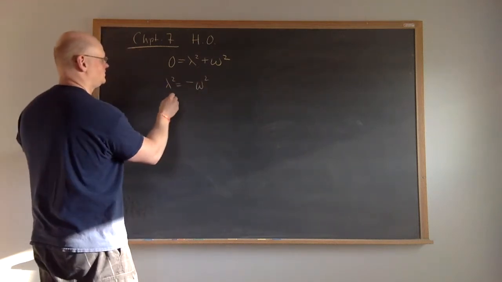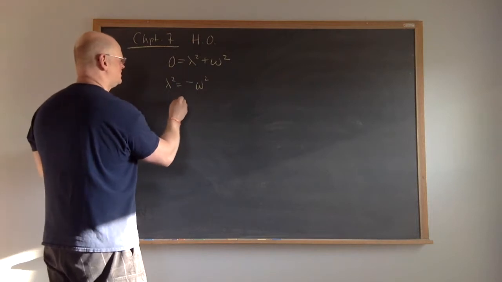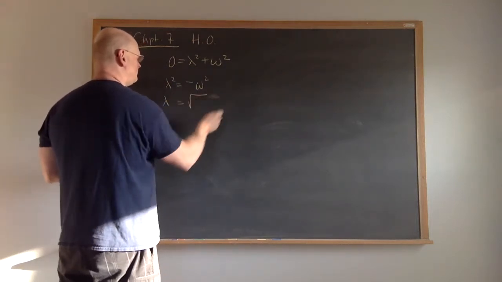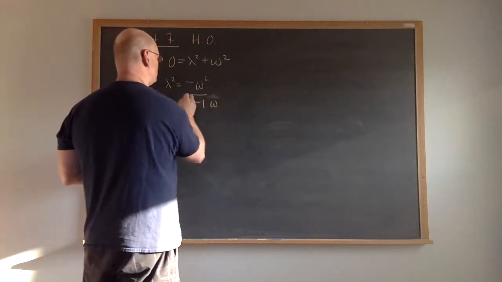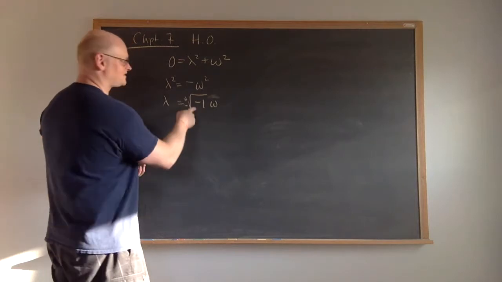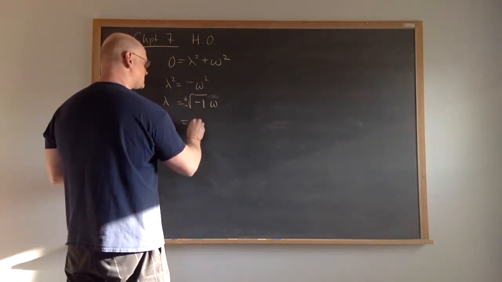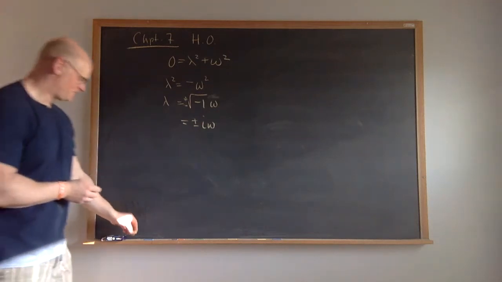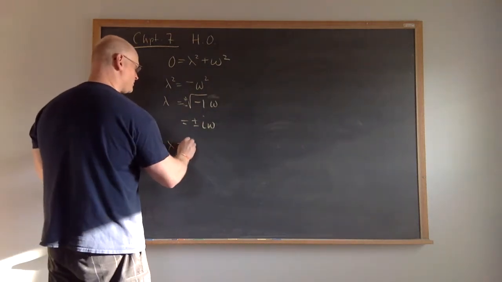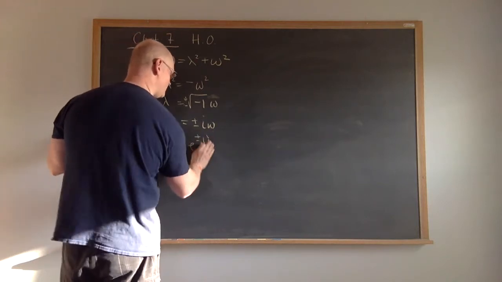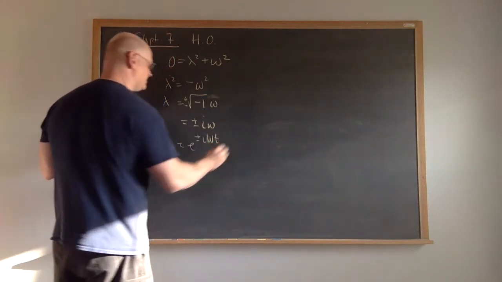which tells me that lambda is equal to the square root of -1 times plus or minus omega. But the square root of -1 is simply i, so the solutions for this are plus or minus i times omega. So that means that x is proportional to e to the plus or minus i omega t.